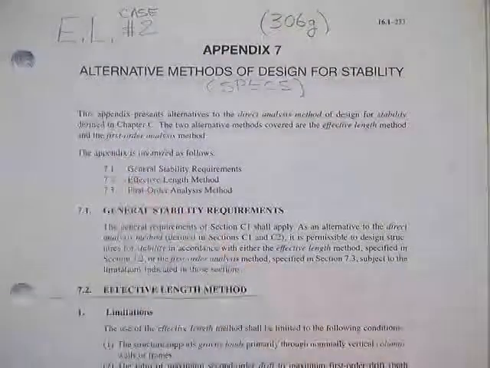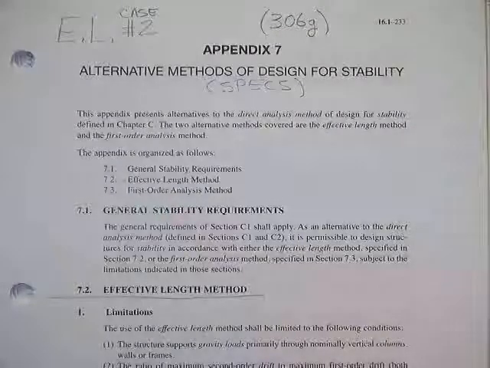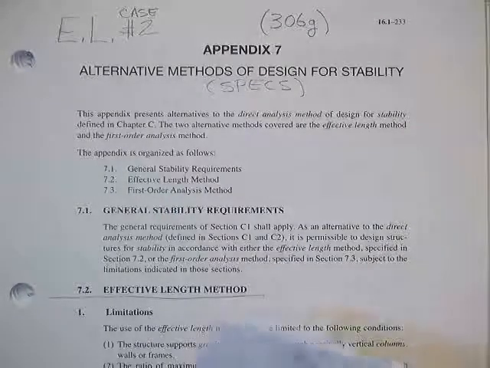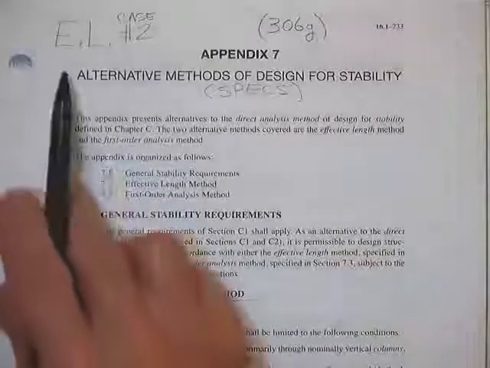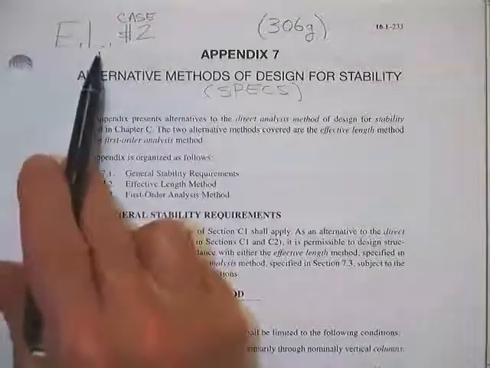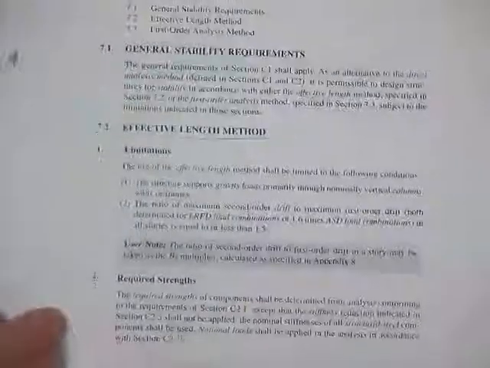Secondly, you had the effective length. That was our case 2. He describes it. He tells you what has to happen. Here are your required strengths. Here are your available strengths. Tsugui, of course, has summarized all this nicely in your book.